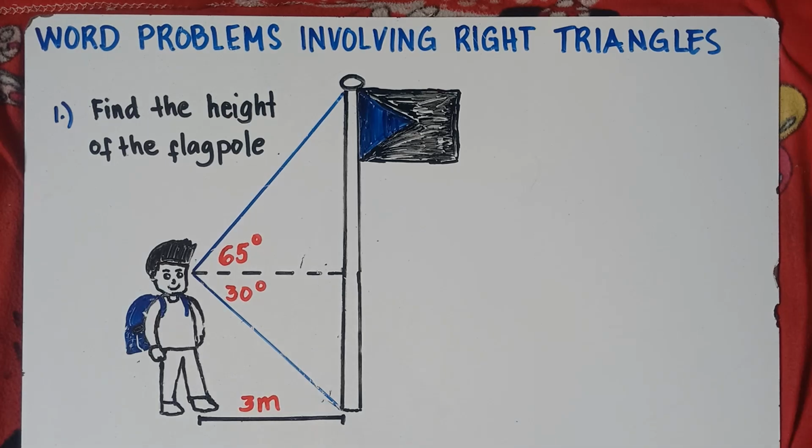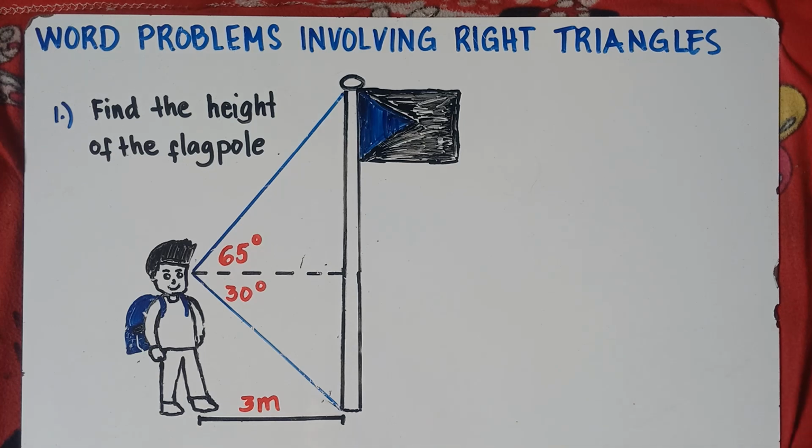Our topic for today's class is all about solving word problems involving right triangles. So without further ado, let's do this topic. Once again class, before answering this one, you need to master the angle of elevation and the angle of depression. If you want to learn more about the angle of elevation and angle of depression, I will put the link in the description down below.